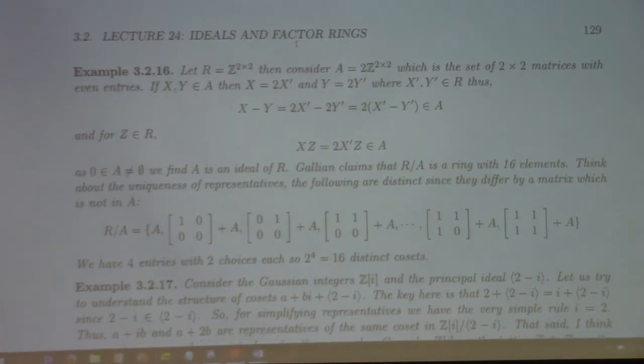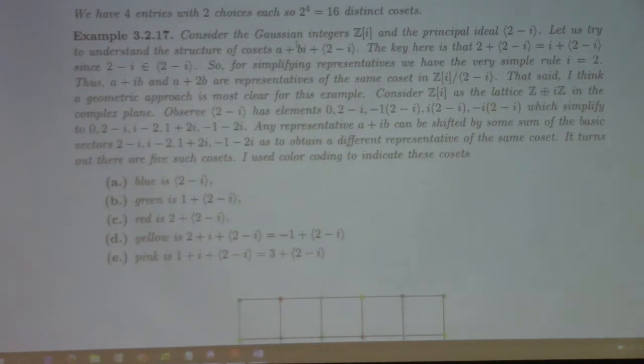This one is interesting. The Gaussian integers. We can visualize this, Z adjoin i, as a lattice. You can look at it as a lattice of points in the complex plane. I have some dots down here. And I can look at the principal ideal, the ideal generated by 2 minus i.